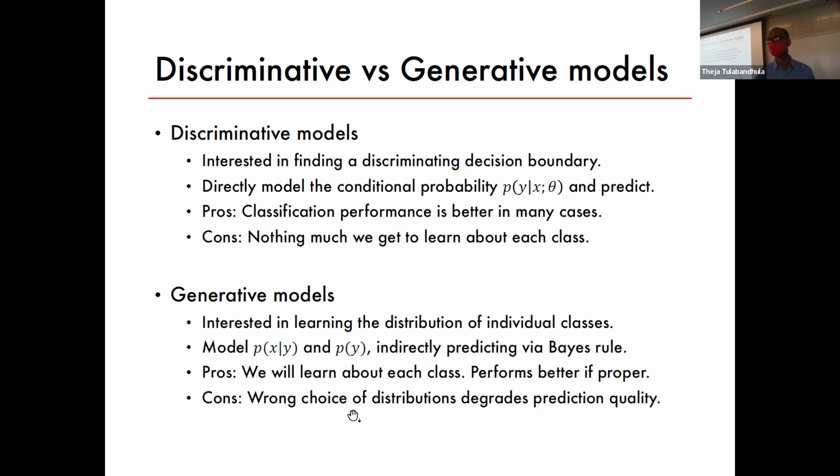Of course, the con is that if you choose something incorrectly, you will be massively biased towards your domain knowledge, and so you'll be off. You'll be worse than discriminative models.